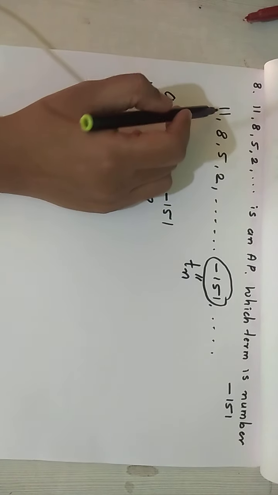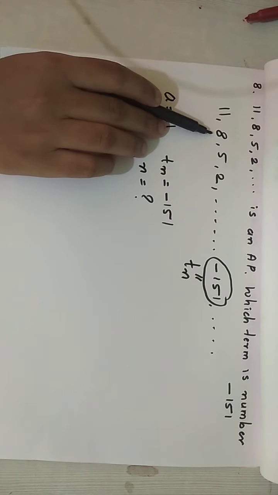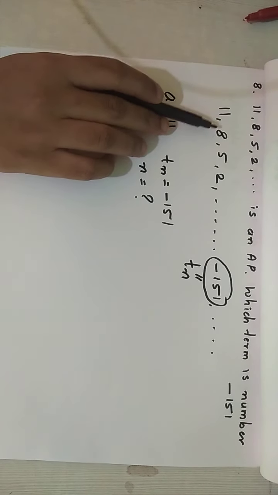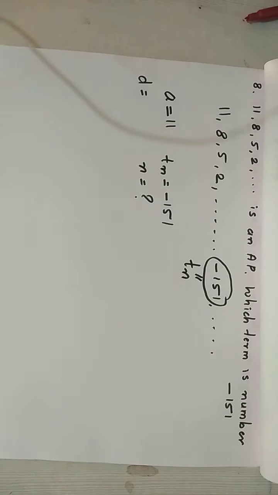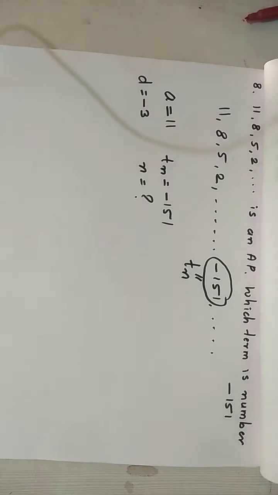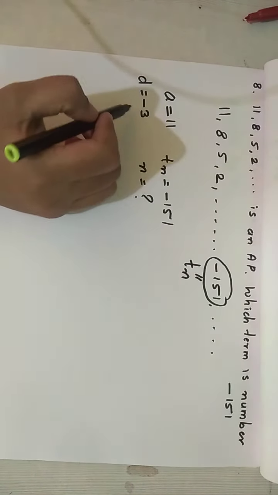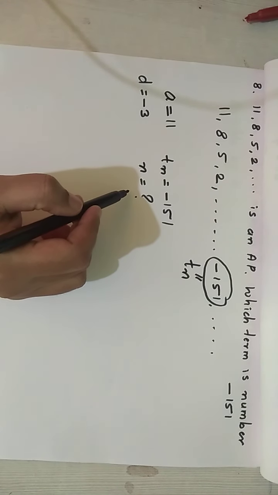D will be 8 minus 11. Don't do 11 minus 8, children. It is always second term minus first term. So 8 minus 11 you have to do. So 8 minus 11 will be how much? We have 8 minus 11 as minus 3. The numbers are decreasing, that means we are minusing. So D is minus 3. A is 11, D is minus 3, Tn is minus 151 and N is the question mark.